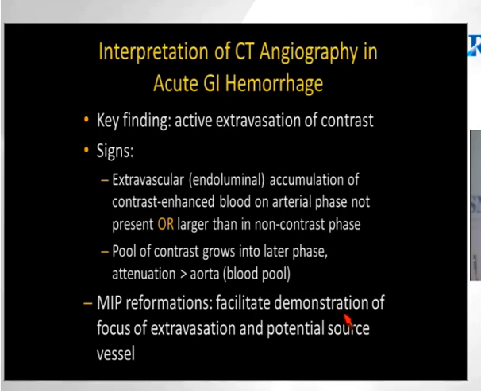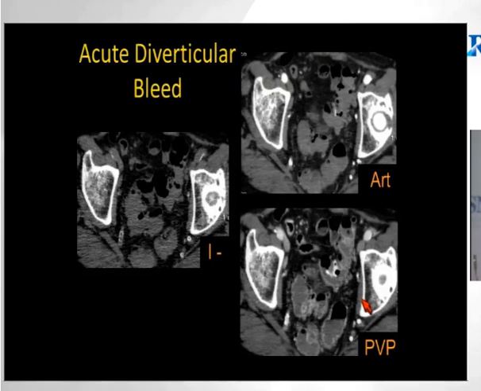And if we do find a bleed, we immediately generate, especially MIP reformations, thin slabs, as Ian was showing, to help guide the surgeons and especially the interventional radiologists who are called in to perform definitive therapy in many of these patients. So I'll now show you multiple examples of the different causes of bleeds and how we use the three phases to make the diagnosis.